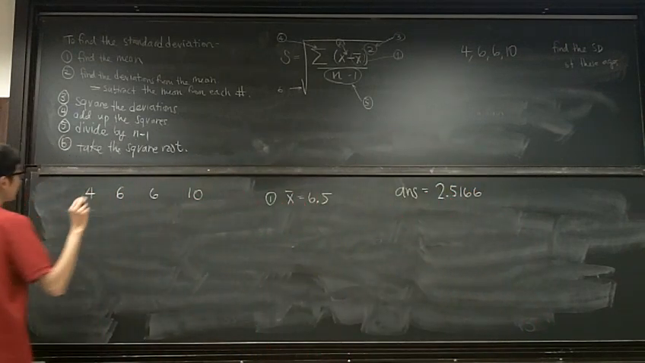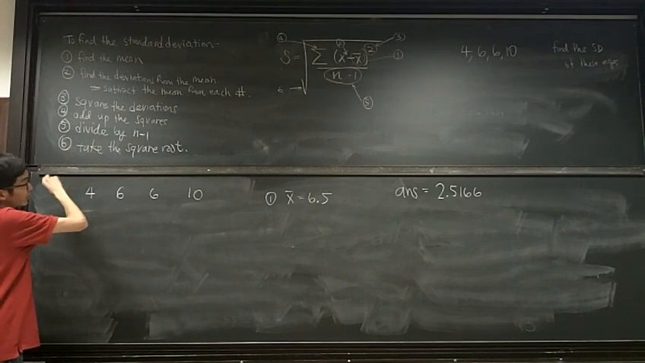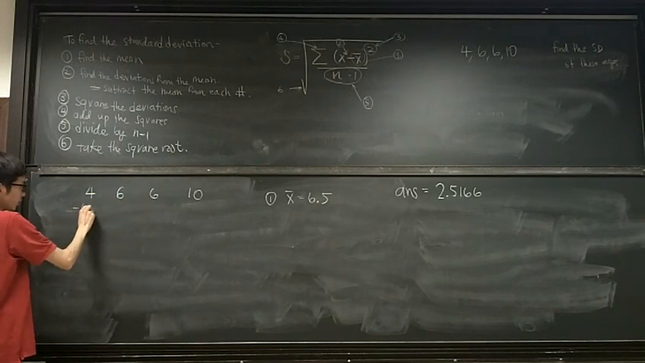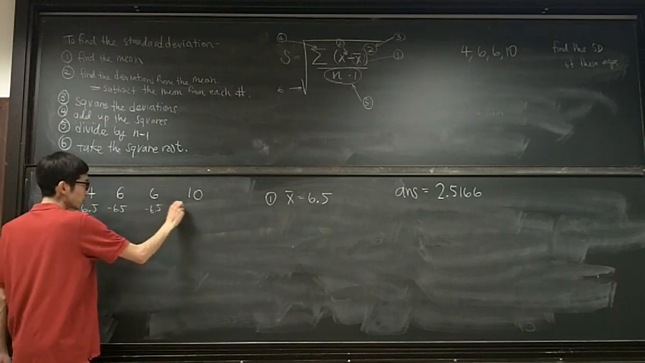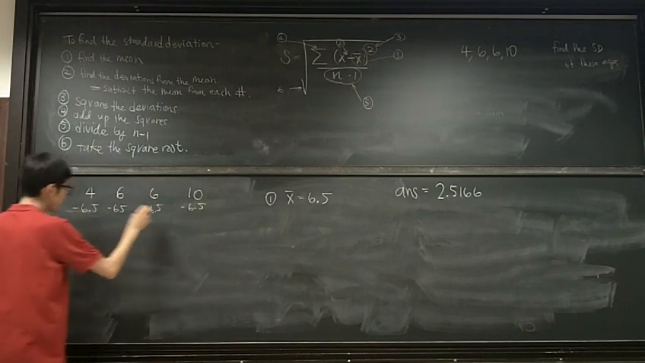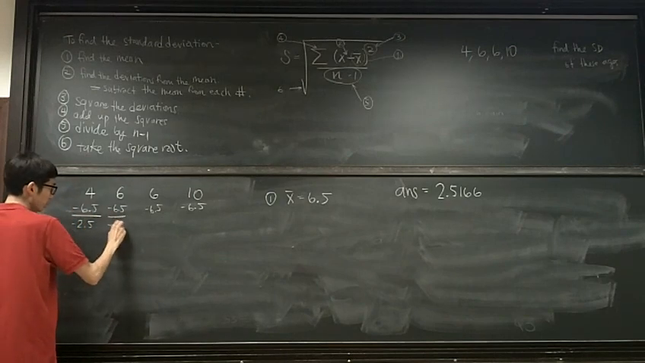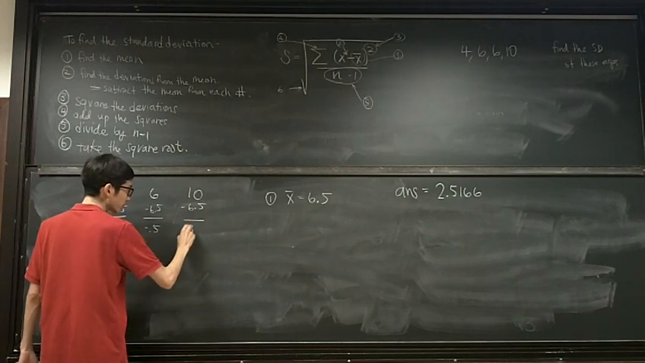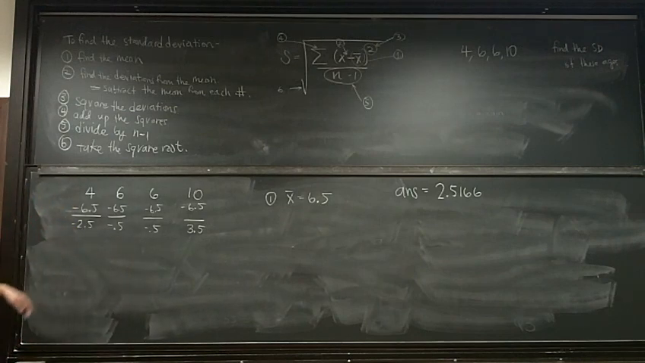Then what is step 2? Subtract the mean from each number. So I've rewritten the 4 numbers, 4, 6, 6, and 10, and I'm going to subtract off the mean from each number. The mean is 6.5, so I subtract 6.5 from each number. This gives me negative 2.5, negative 0.5, negative 0.5, and 3.5. This is step 2.